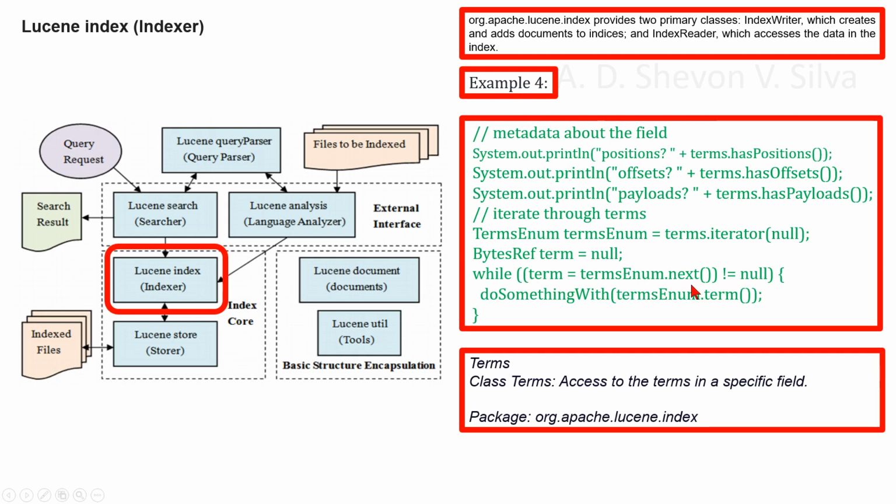The returned BytesRef may be reused across all calls to next. After this method returns null, do not call again. The results are undefined. Here term returns the current term. So here we are getting metadata about the field, position, offset, payload, and iterating through the terms here.